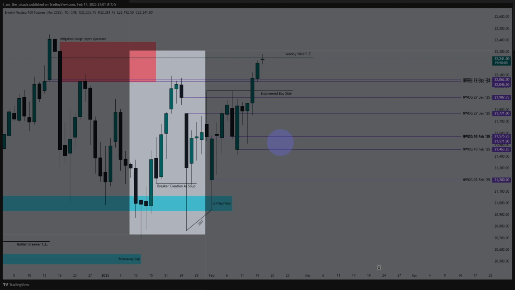Basically, I'm going to word it in an easier way to understand. A bearish breaker in bullish order flow is a bullish turtle soup. A bullish breaker in bearish order flow is a bearish turtle soup.